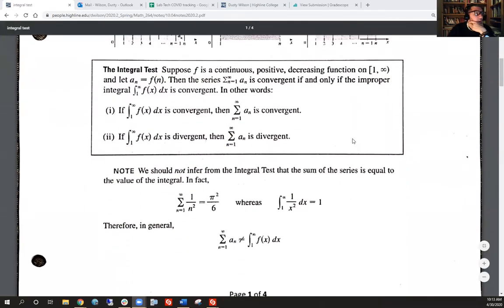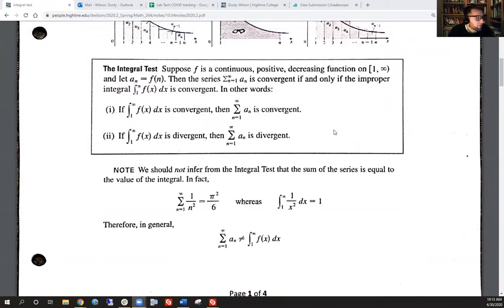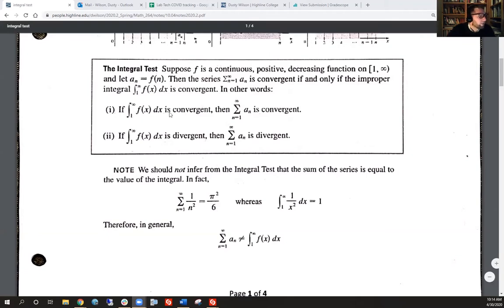Very good. All right, so here's the integral test. The integral test says, suppose that f is continuous, positive, and decreasing on 1 to infinity, and let a of n equal f of n. Then the series from n equals 1 to infinity of an is convergent if and only if the improper integral from 1 to infinity of f of x dx is convergent. In other words, if the integral converges, then the series converges. If the integral diverges, then the series diverges.